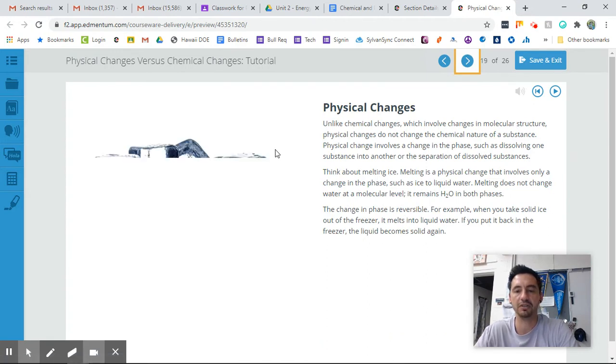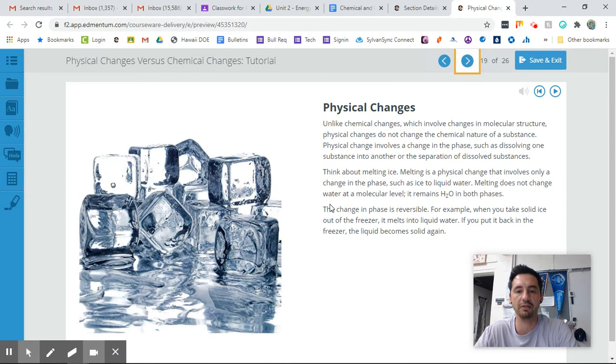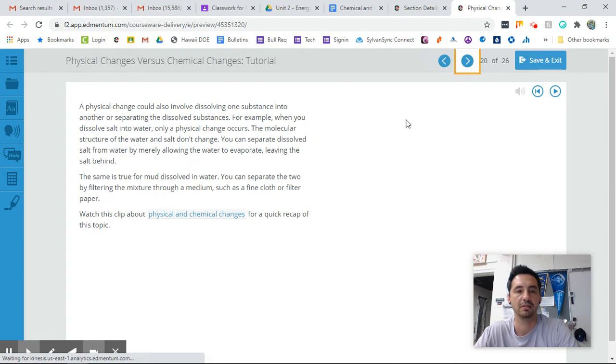Okay, physical changes are typically reversible. For example, you take ice and it melts, turns into water, and then you put it back in the freezer, it can freeze again. So they're easily reversible. In both those cases, it's still H2O.